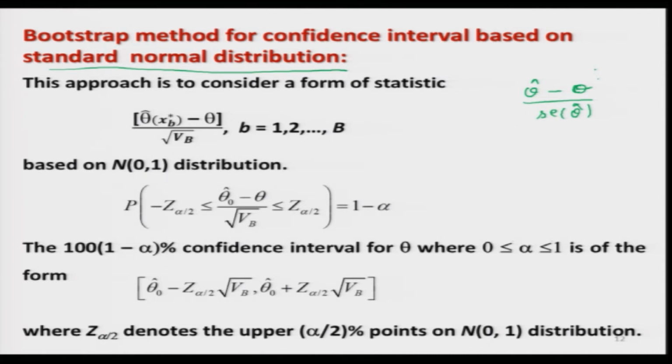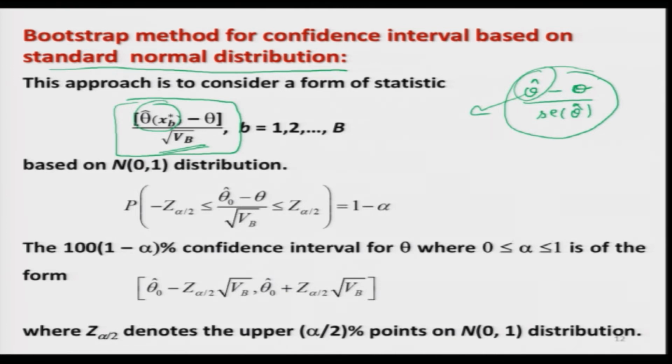Now theta is given to us, but theta hat we do not know how to estimate, its exact form, and so finding the exact sampling distribution of this quantity will be difficult. So what I try to do here, instead of this theta hat, is take the bootstrap estimator, and consider a statistic of this form, where theta hat is replaced by the bootstrap value of the statistic minus theta, and the standard error of theta hat is difficult to find.